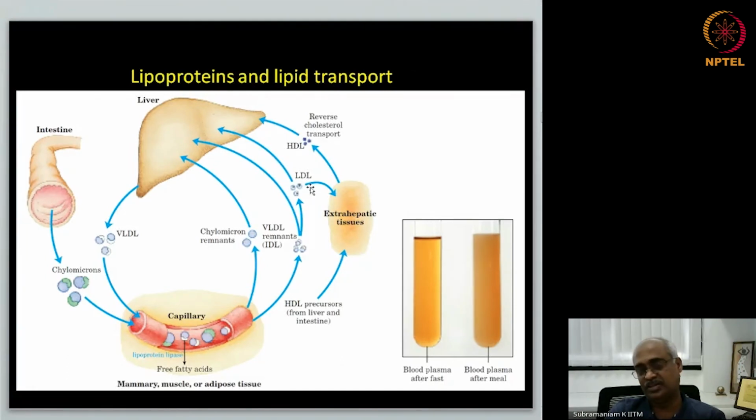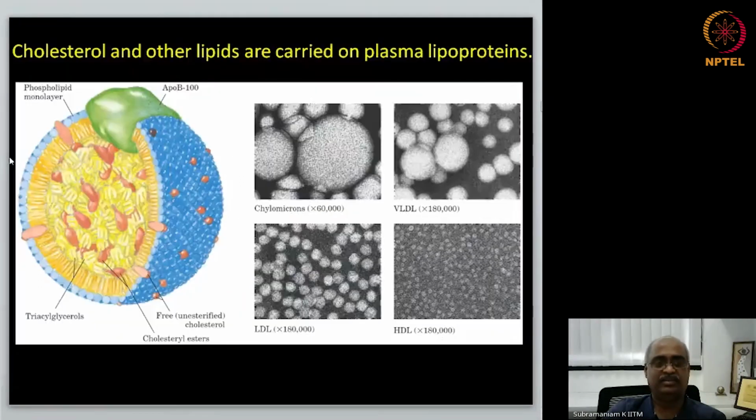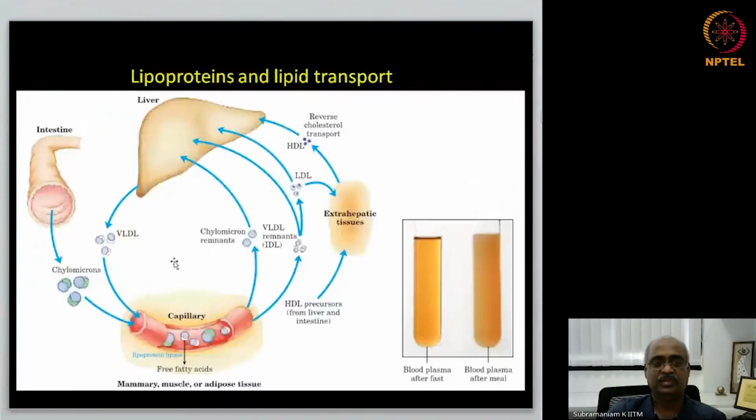So LDL is not cholesterol. LDL is low density lipoprotein, where the apoproteins are associated with cholesterol and cholesterol esters. Okay, so it is a complex, looking like this. It's not a version of cholesterol.